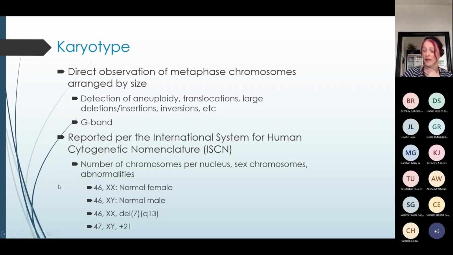And then let's say we have 47,XY. So this has an extra chromosome somewhere. It's a male. And then we identify with a plus or a minus. Obviously, we have a plus of the 21st chromosome. So this person would have Down syndrome because they have an extra 21st chromosome. Does the nomenclature make sense? Yes, it does. Yep.